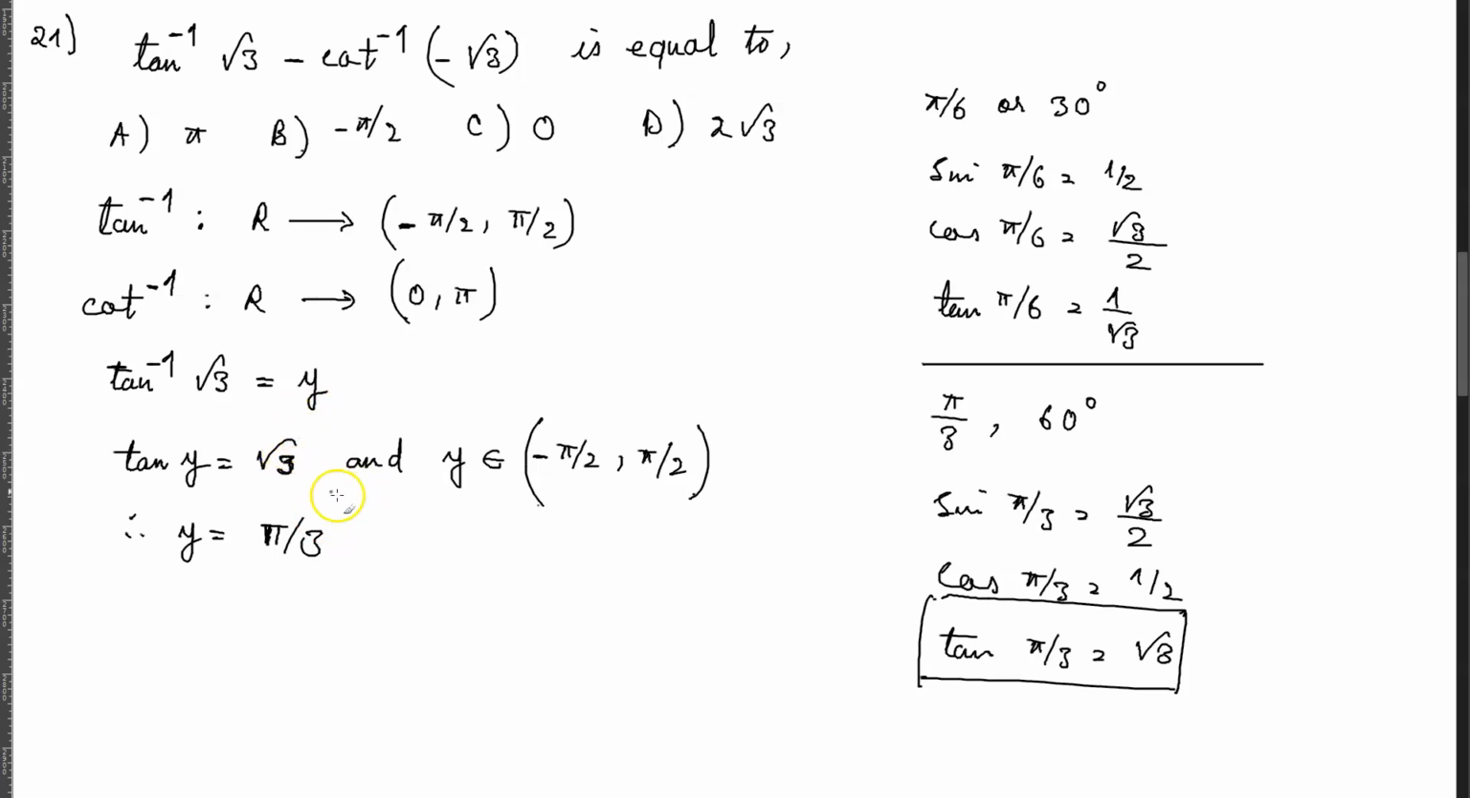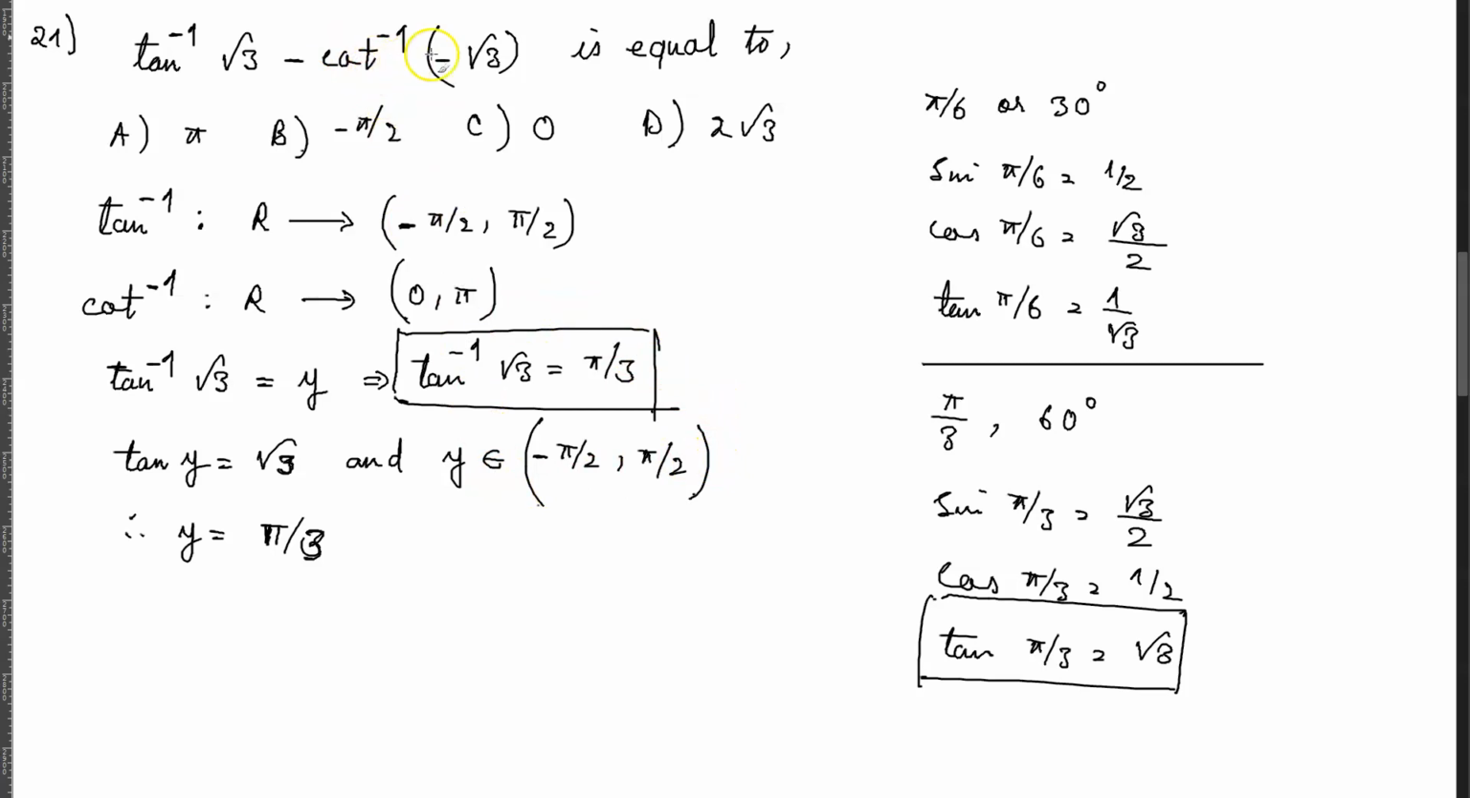And so what that means is that pi by 3 is some angle that belongs to this interval, and so then you can say that the tan inverse of the square root of 3 is equal to pi by 3. Therefore, the tan inverse of square root of 3 is equal to pi by 3. That is the first part of this expression.